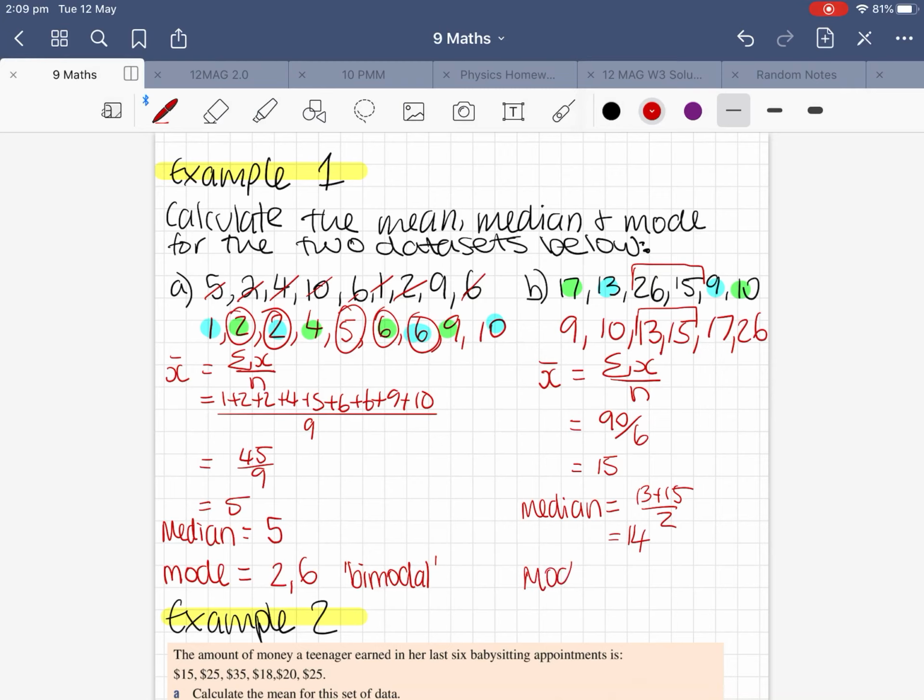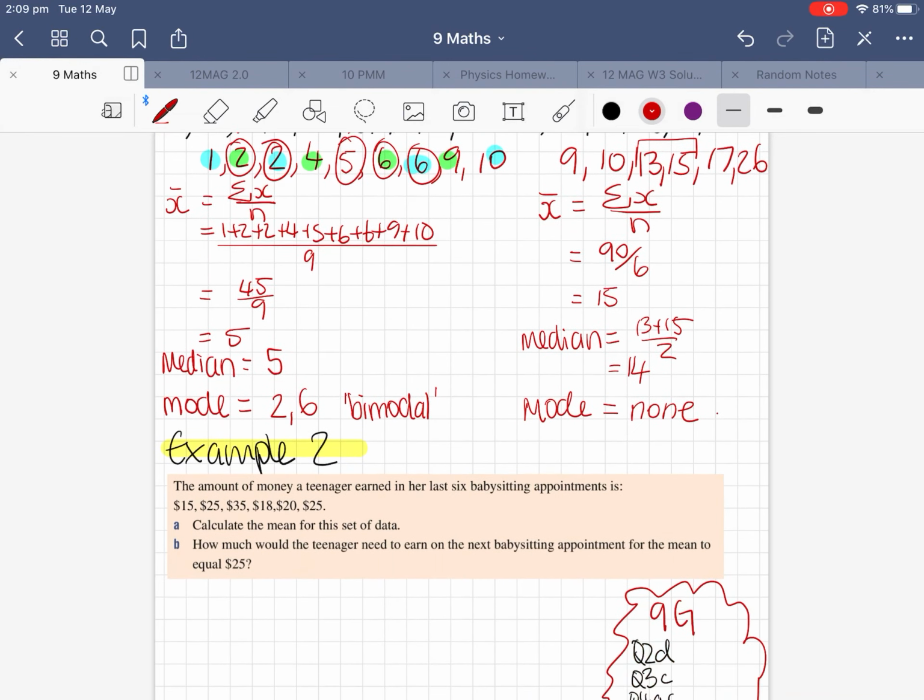And finally, if we have a look at our data set in red, we can see that all values only appear once. So there is no mode. It's important here that you don't write 0 because 0 is in fact a value.